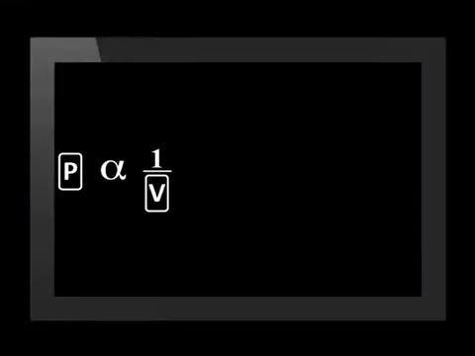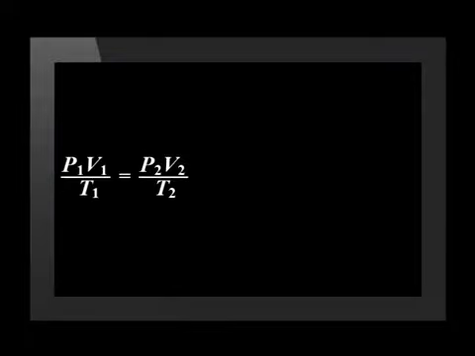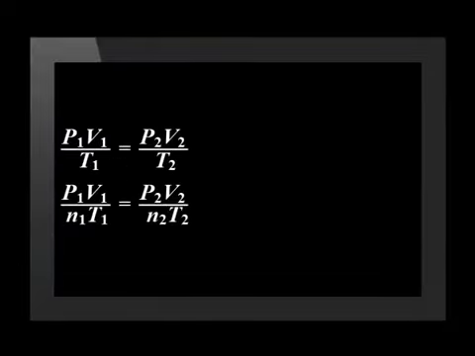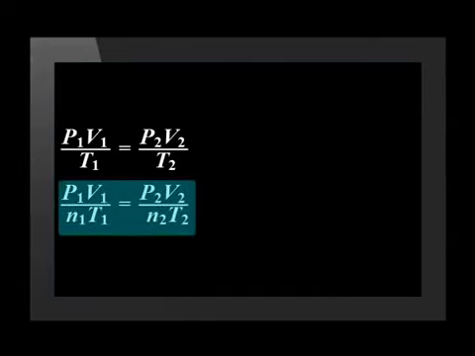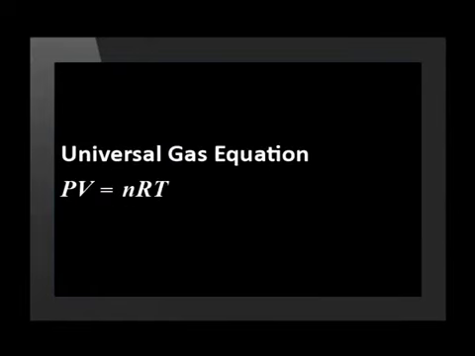In this series, we have seen that pressure is inversely proportional to volume and pressure is directly proportional to temperature. These relationships are summarized in this equation. We have also seen that pressure is directly proportional to the amount of trapped gas. We can include the factor into the equation like this. We have also seen that this equation can be rewritten as the universal gas equation.